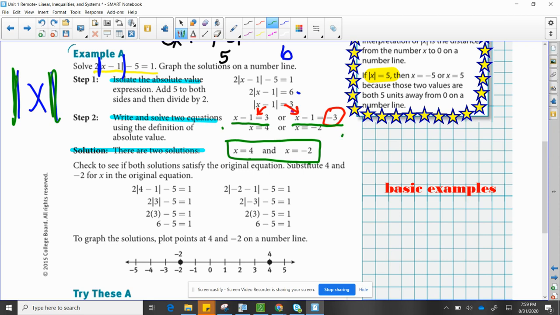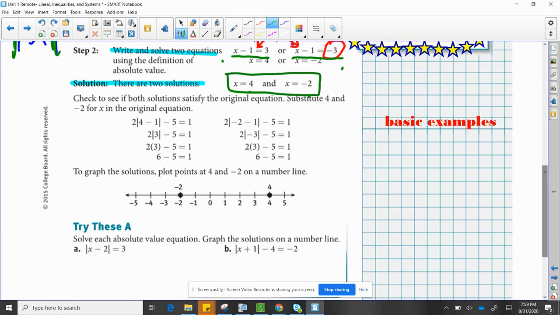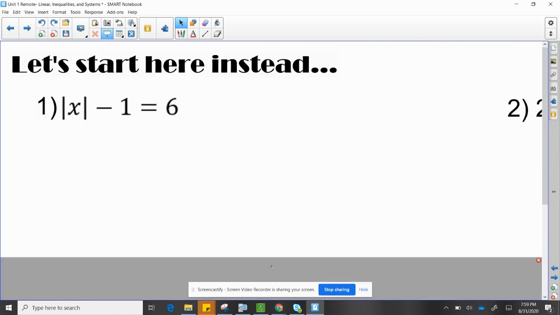That's kind of our trick here. So before we jump into the equations from the book, I just want to do some basic examples with you first that are a little easier, and then we'll do some on the try these, okay? So let's look at this example for a minute.